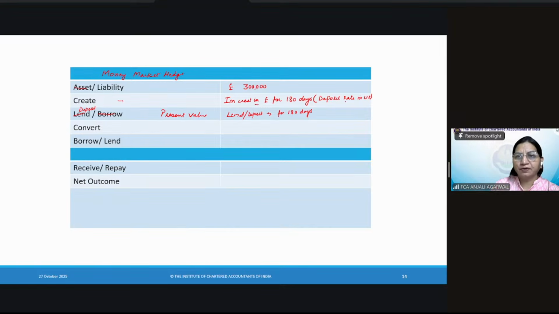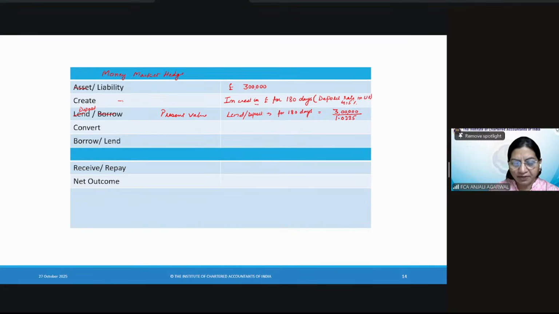What is the deposit rate in UK? 4.5% per annum. So for 180 days, if you are depositing the money, you need to deposit the present value of 300,000 divided by 1.0225. Okay. You can calculate this number for 1.0225 by simply straight away dividing 4.5 divided by 200 plus 1.